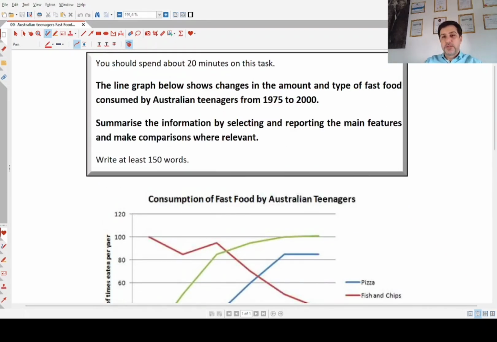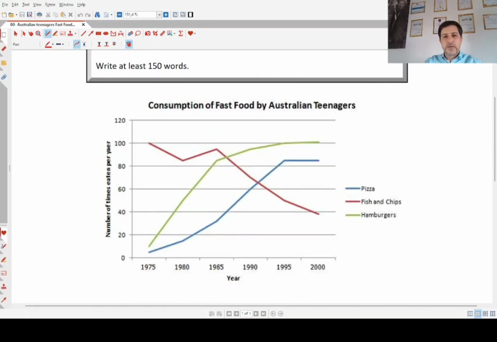Okay, let's just have a close look at the question. First, I'm going to read the question. Well, the line graph below shows changes in the amount and type of fast food consumed by Australian teenagers from 1975 to 2000. Well, this is pretty easy. Okay, so now having a close look at the graph itself, you've got to analyze it carefully. Do not rush, because if you don't understand the question and the graph, you can't answer well. So, here we have the years, 1975 to 2000. That's a period of 25 years.